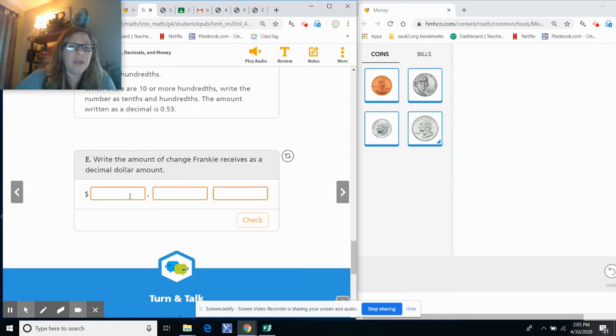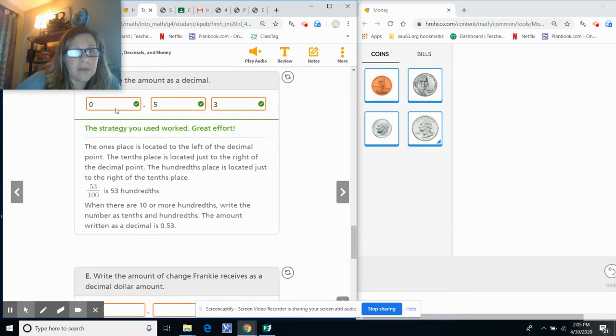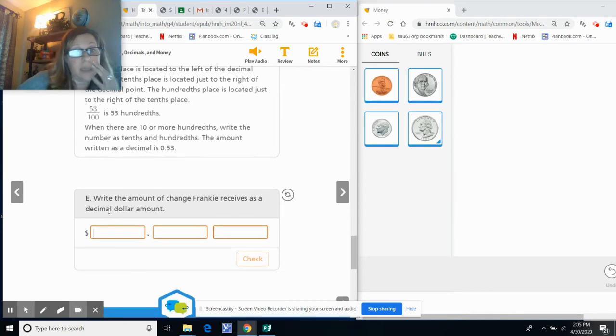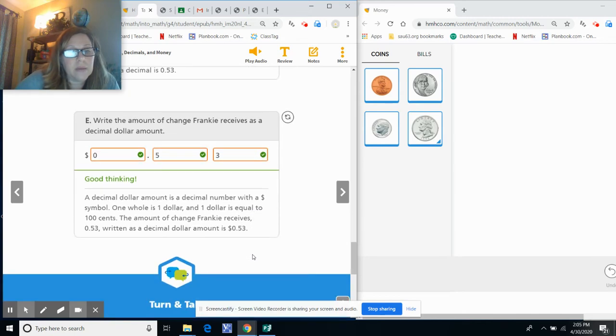Okay, and now the difference between this one here and the one down below, E, it says write the amount of change Frankie receives as a decimal dollar amount, is right here, this dollar. Okay, so how many dollars did Frankie get back? He didn't. There was a 0. But he did get 53 cents back. Let's take a peek. So it looks like this. The only difference between the decimal and the dollar amount, the decimal dollar amount, is that they have the money symbol in front. So we're talking about money.